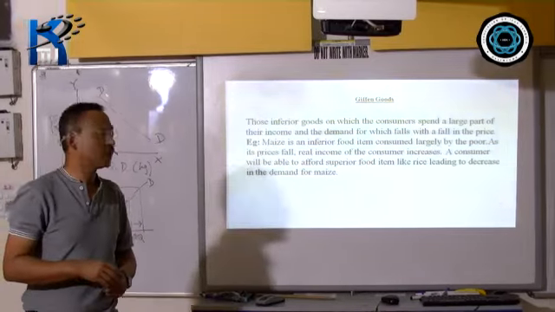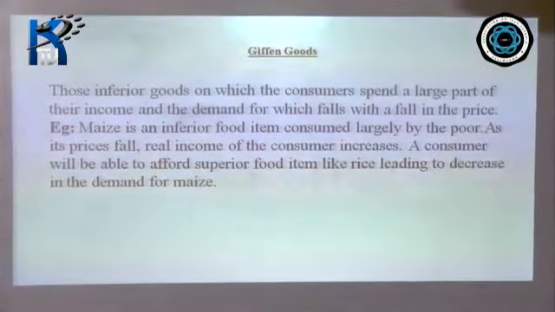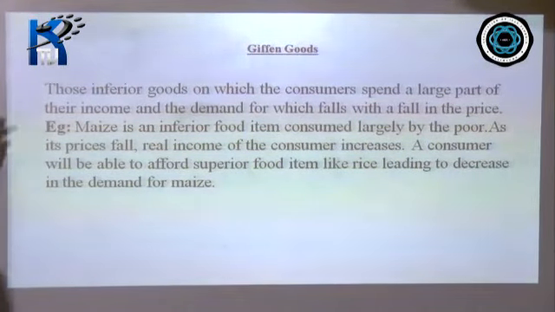Giffen goods. Now let me read first. Giffen goods: those inferior goods, low quality goods, on which the consumer spends a large part of their income, a large part of your salary you spend on your inferior goods, and the demand for which falls with a fall in the price.